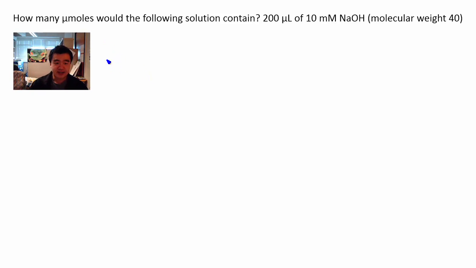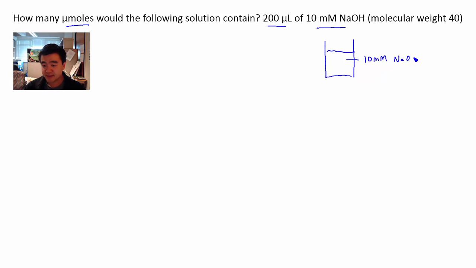Now what this question is asking is, it's asking us to find how many micromoles there are in 200 microliters of a solution of this concentration. This means that we have a solution and the concentration of that solution is something called 10 millimolar, and the substance inside that is NaOH, sodium hydroxide.